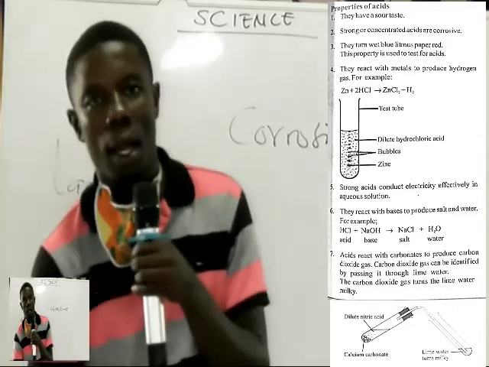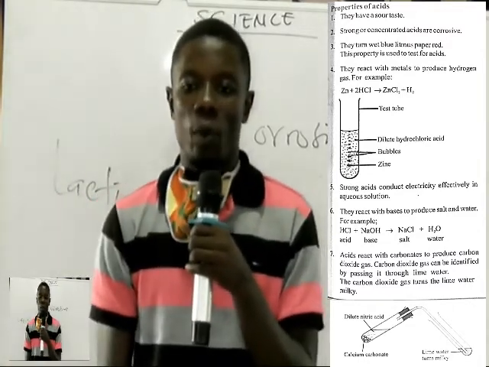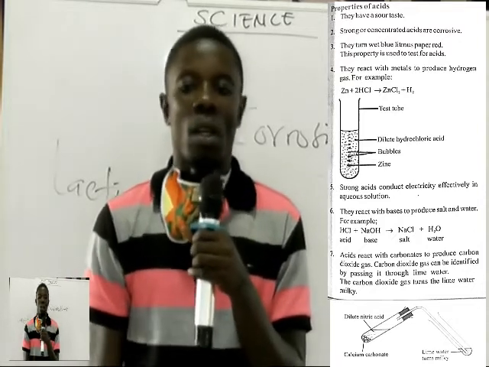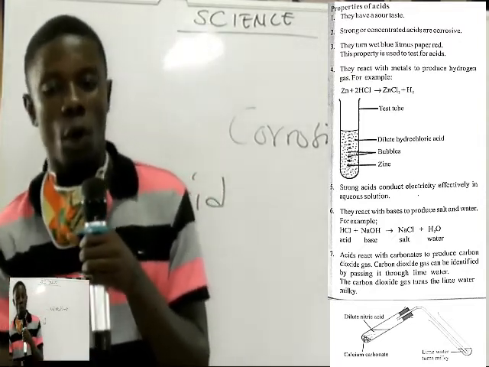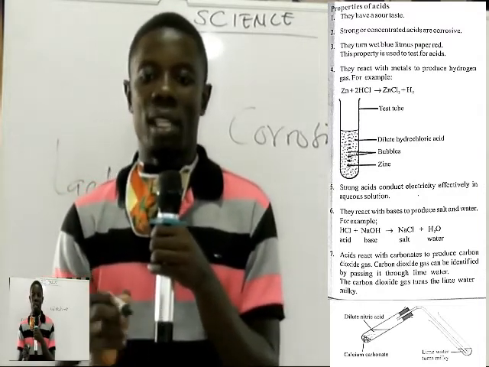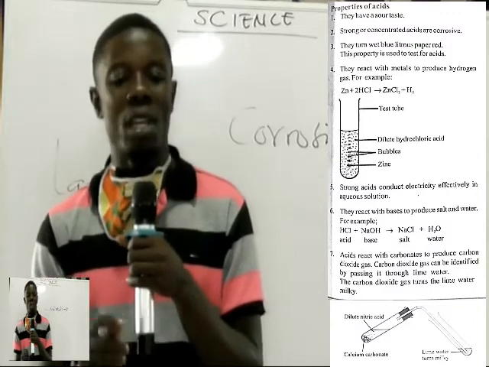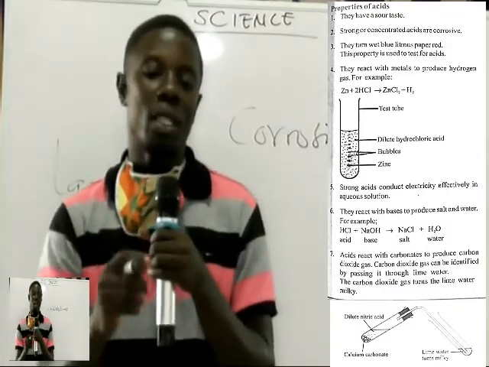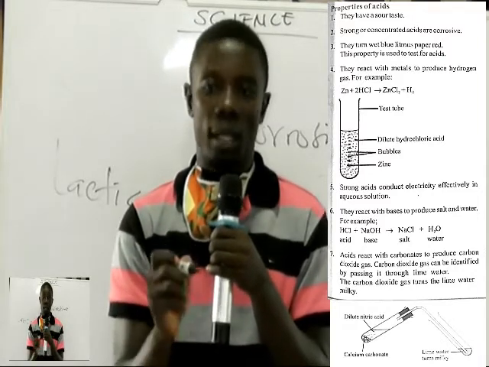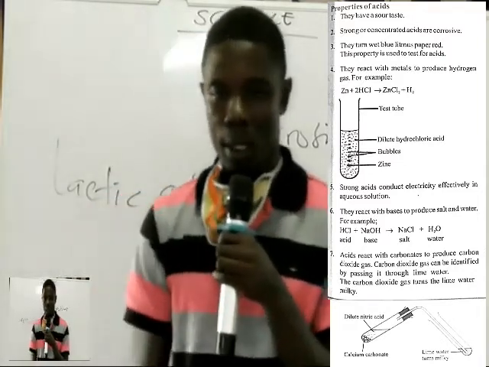Now, the next one, they react with metal to produce hydrogen gas. In other books, they react with metal to produce salt and hydrogen gas. So here, I want you to pay attention. They normally ask questions on the fourth property. It is very important. Now, let us go to the board.